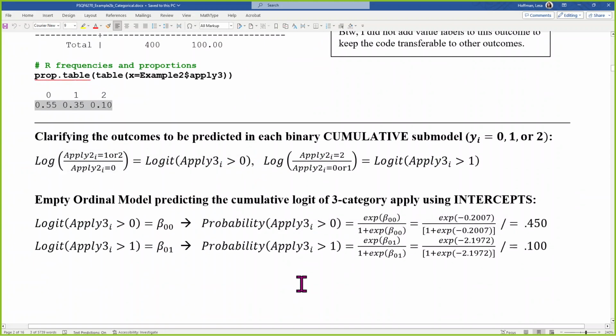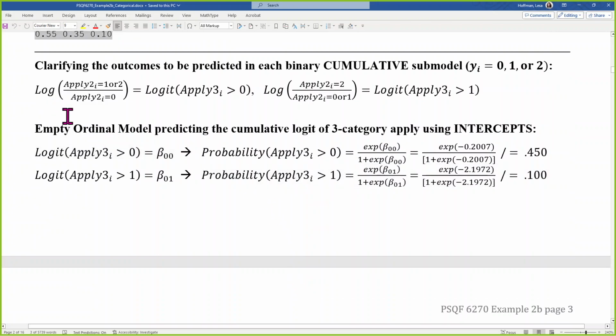So first up, empty model. I'm writing out what the model is predicting in long form here. So the log of the odds of the probability of a 1, air quotes around the 1. So where the 1 used to be in here, it's a 1 or 2. The blue part is the numerator. The alternative is the denominator. So that's submodel 1. I can say this more succinctly as the logit of apply greater than 0.